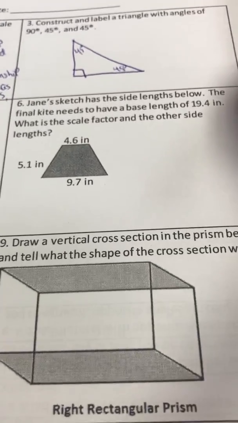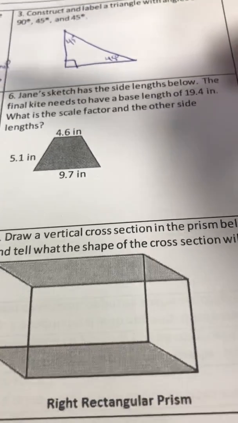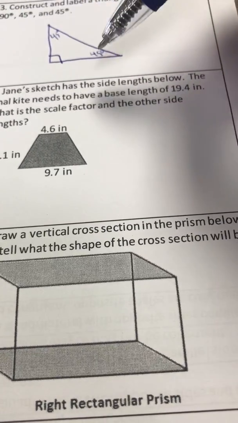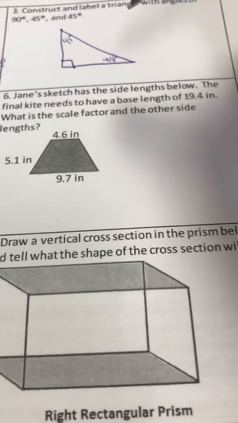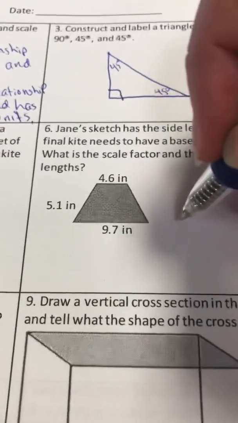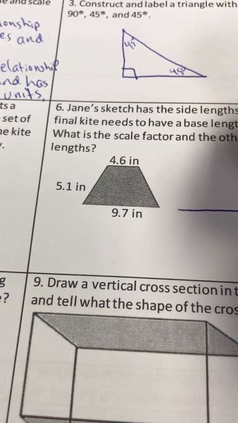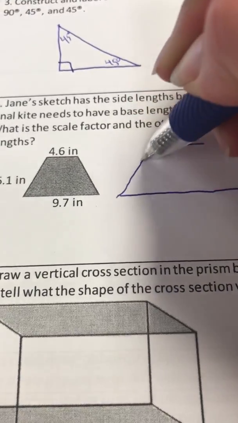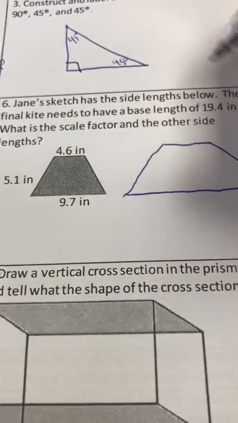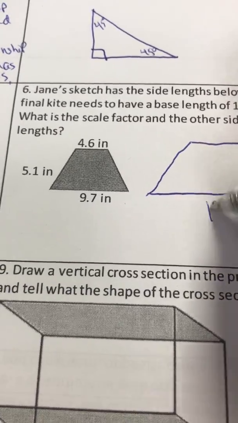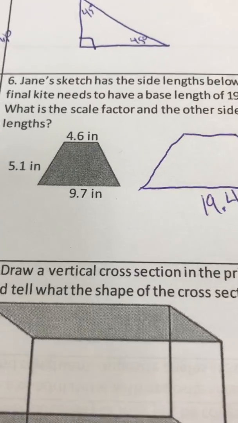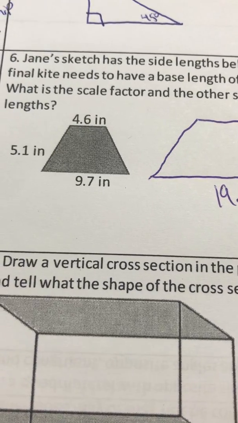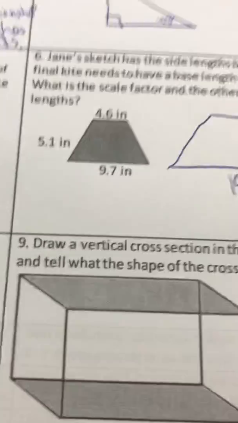Number 6. Jane's sketch has the side lengths below. The final kite needs to have a base length of 19.4 inches. What is the scale factor and the other side lengths? So I'm going to go ahead and draw a larger version of my trapezoid. Is my drawing to scale? No, but that's okay. So we know that this has to be 19.4. To find the scale factor, we take 19.4 divided by 9.7, and that's 2.